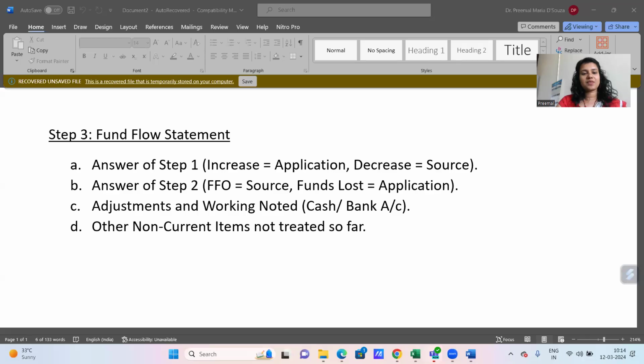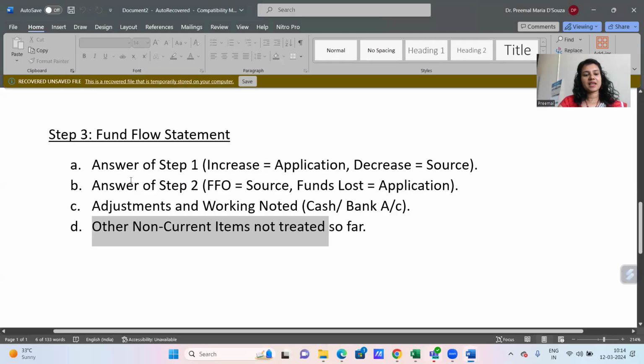Hi. In today's class, we will learn how to work out step 3 in a fund flow statement. That is the fund flow statement itself. Just like my step 1 and step 2, I have also kept guidelines for step 3 to ensure that your fund flow statement is flawless. So let's look at the guidelines of this step 3. Just like the first two steps, I've kept 4 guidelines for this step as well.